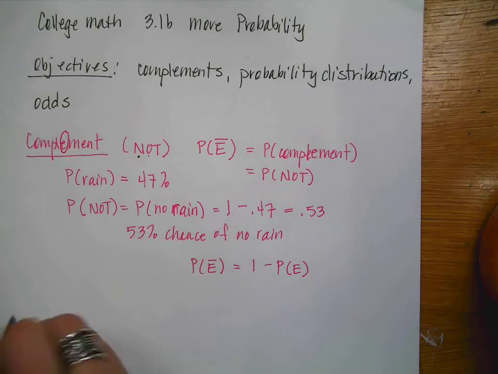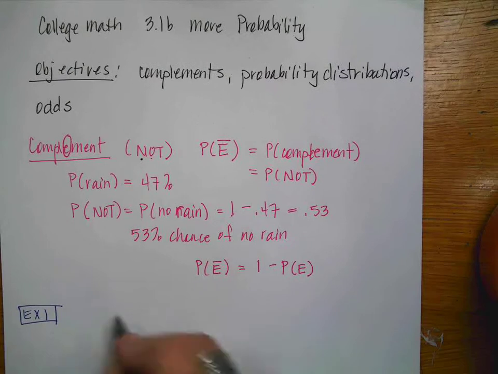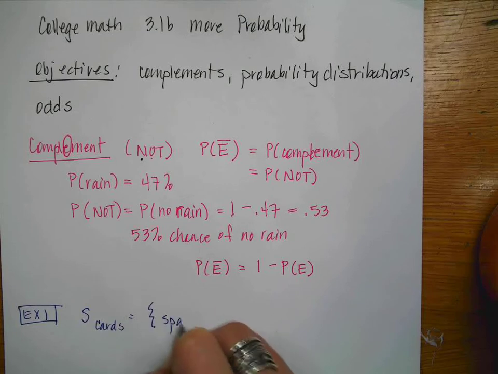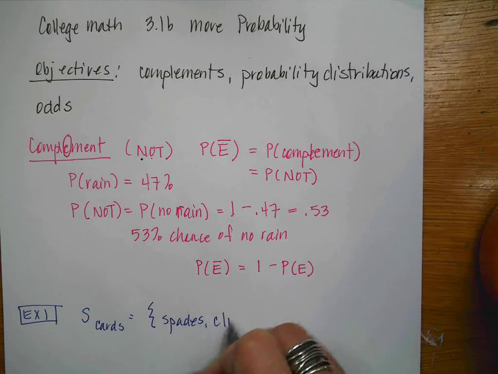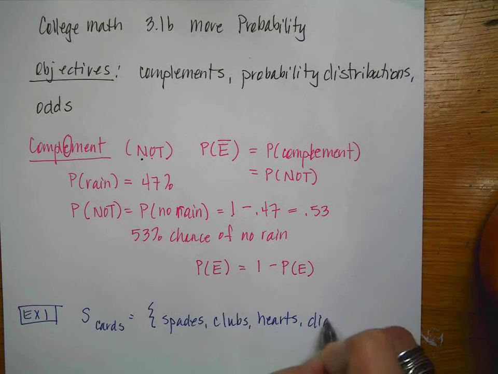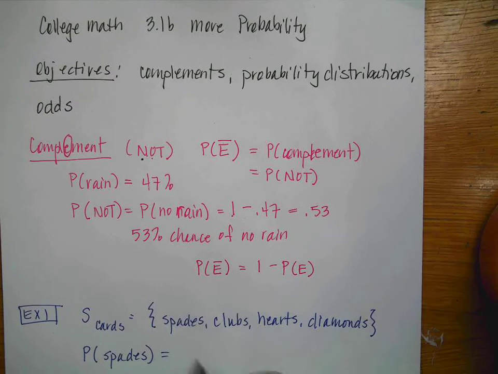So let's do some examples. For example number 1, I'm going to be given a sample space of cards. In this particular sample space, I'm going to have my 4 suits: spades, clubs, hearts, and diamonds. Okay, so there's my sample space. I want to know what's the probability of spades. Well, that's pretty easy because there are 4 of those, so it's going to be 1 out of 4.